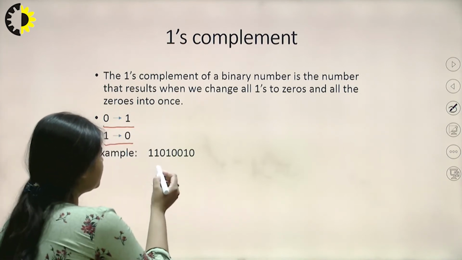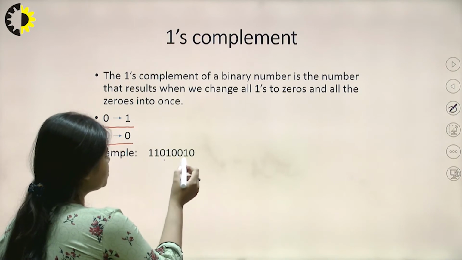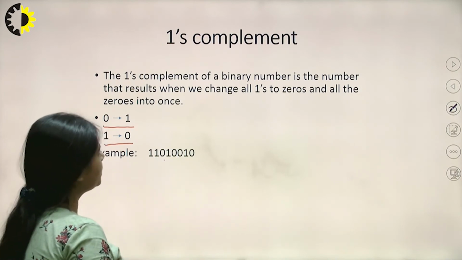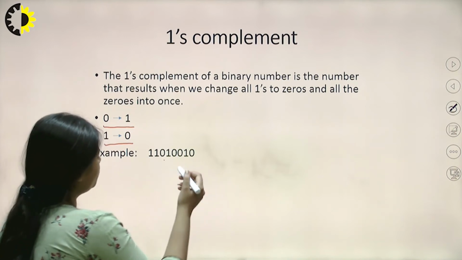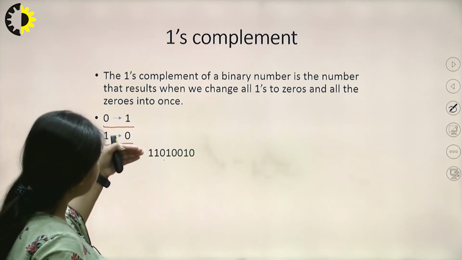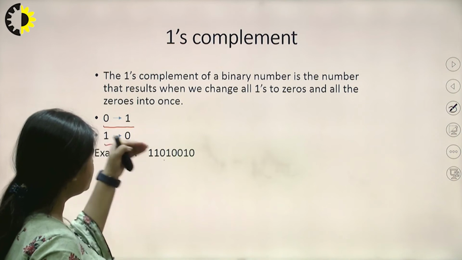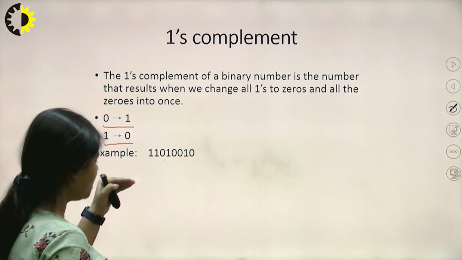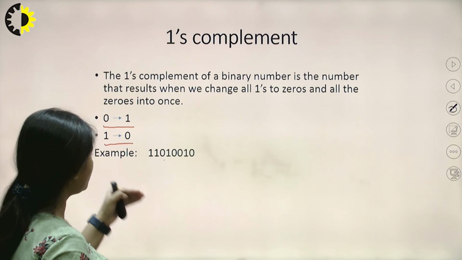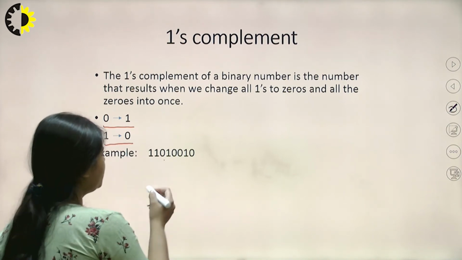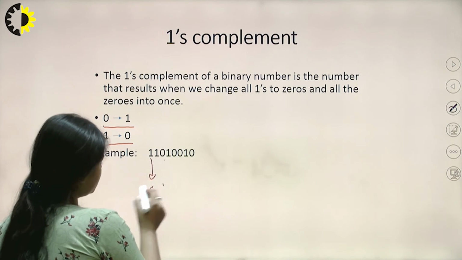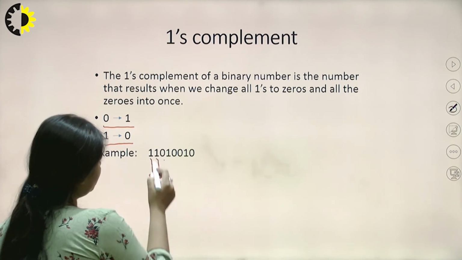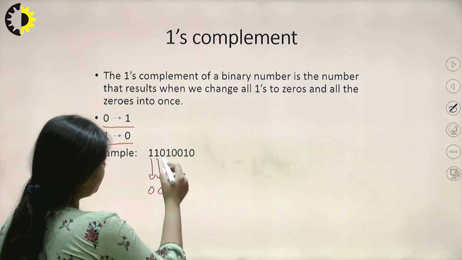We have the digit 1 1 0 1 0 0 1 0, and we are going to find the ones complement. So we will convert 1 into 0 and 0 into 1. Let's do it. For this one, we will convert 1 into 0. For this one, we will convert 1 into 0. Now we have 0.